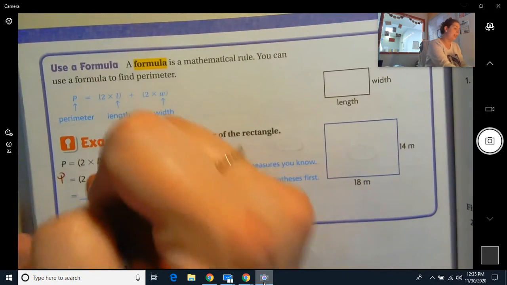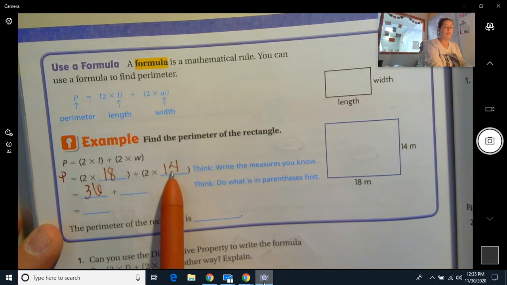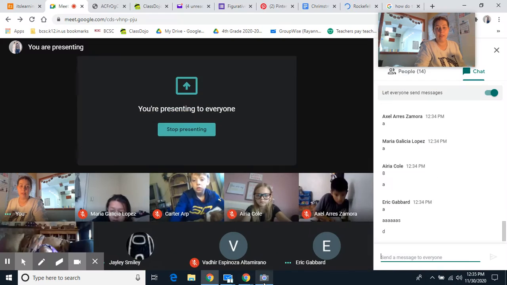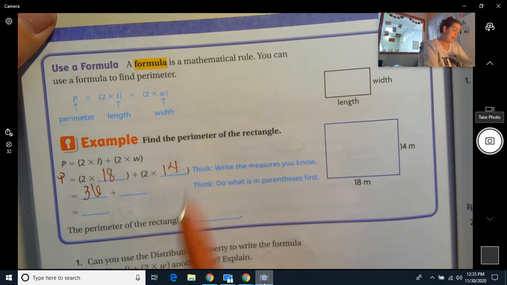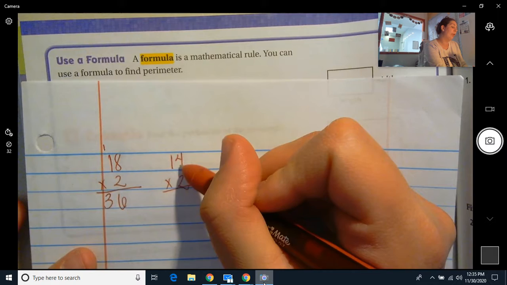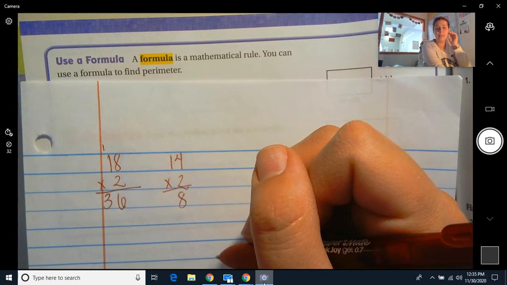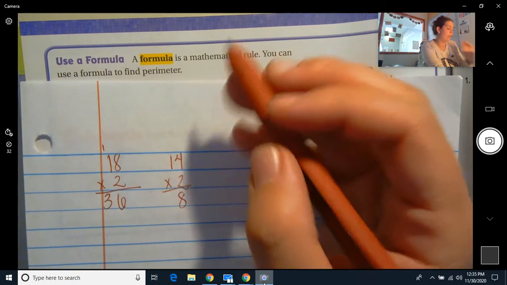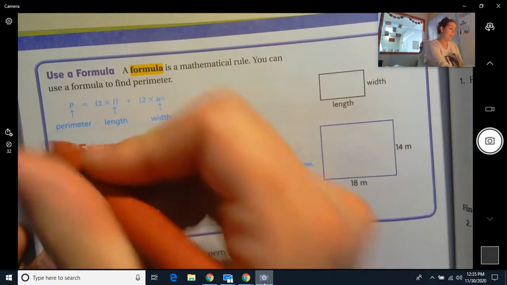So 36 is correct. If you would like to comment on what 2 times 14 is, put a D as in dog in the chat. Eric Gabbard, go ahead. 28, he says. I wrote it out. 4 times 2 is 8. Someone needs to mute their Chromebook, please. Thank you. 4 times 2 is 8. 2 times 1 is 2, so 28.